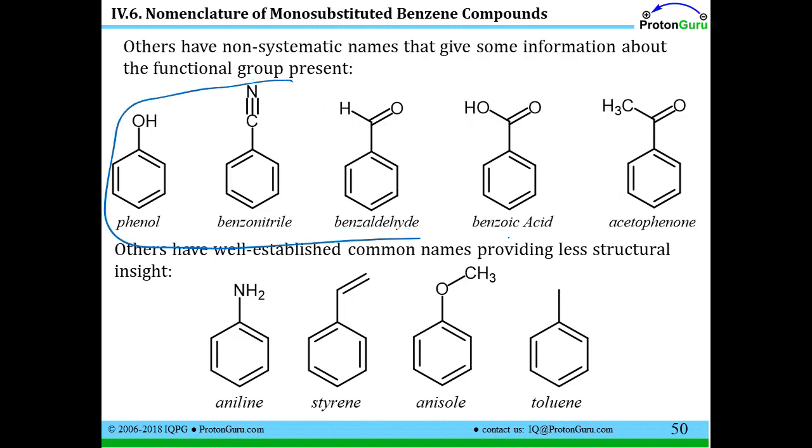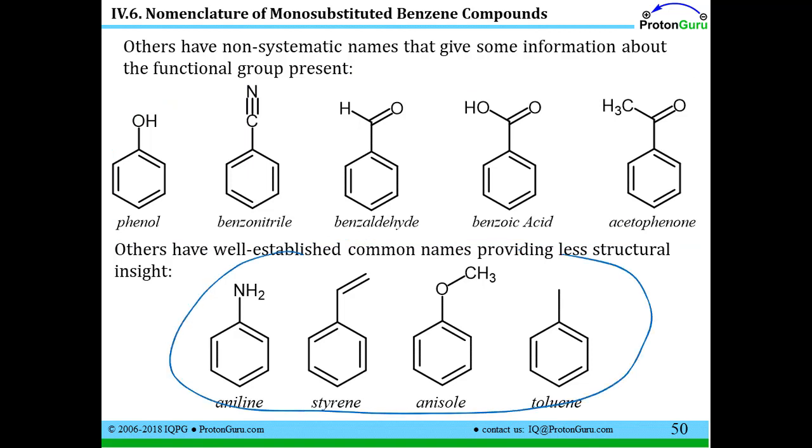So these compounds shown in the top row all have names that relate the structure to the names. But this lower group of compounds have common names that were given to them a very long time ago and have stuck even in the official names for these compounds. And they don't necessarily tell you what functional groups are in the compound. So we want to make sure we commit these to memory.